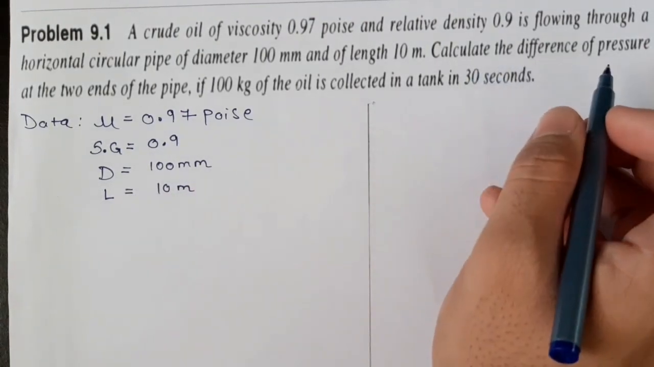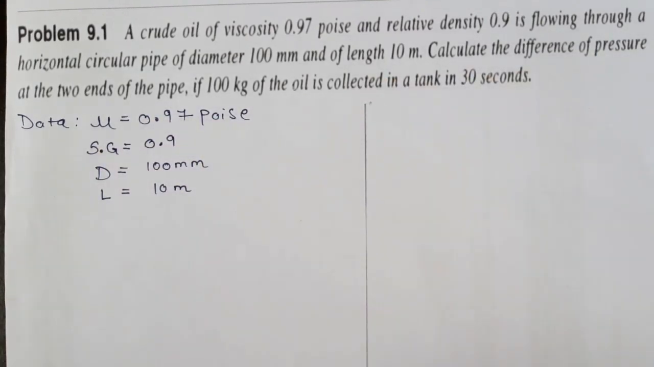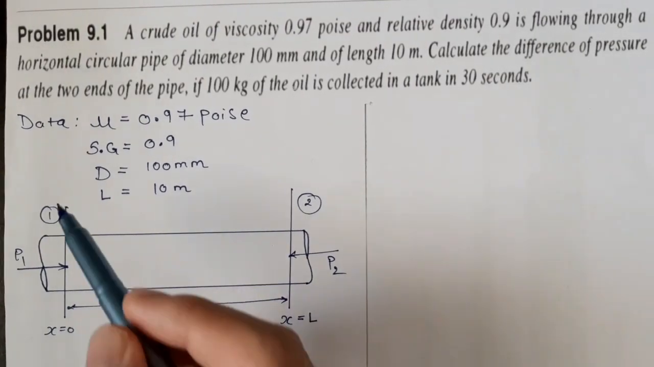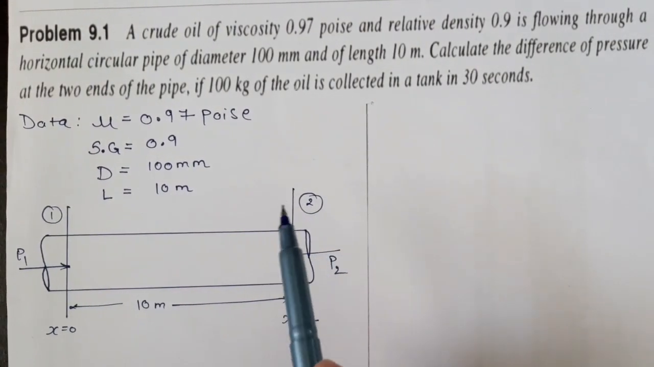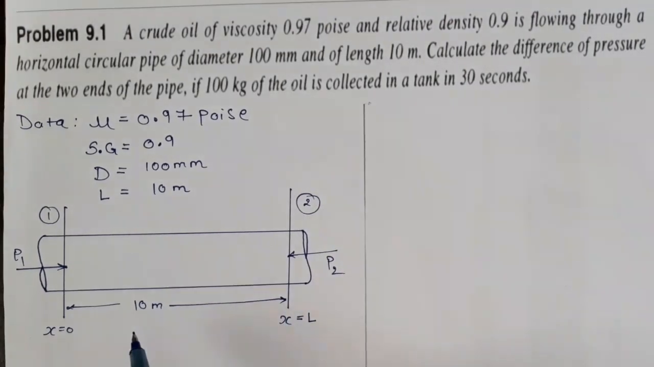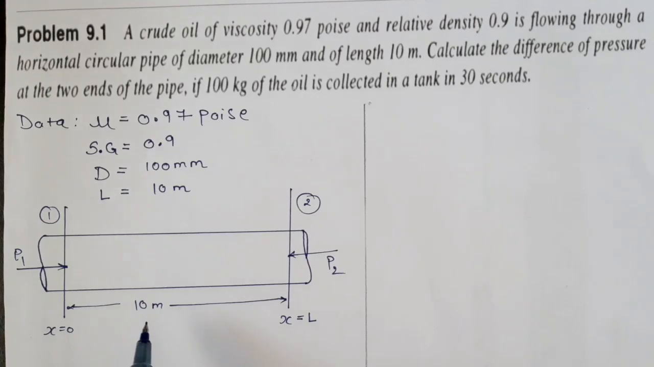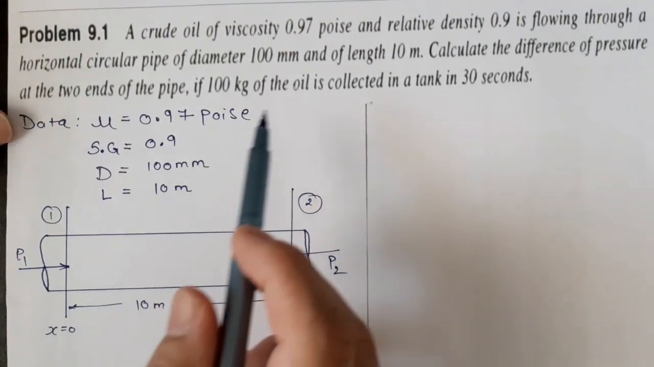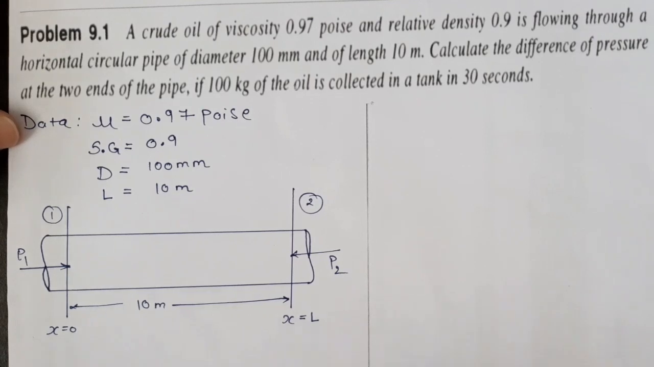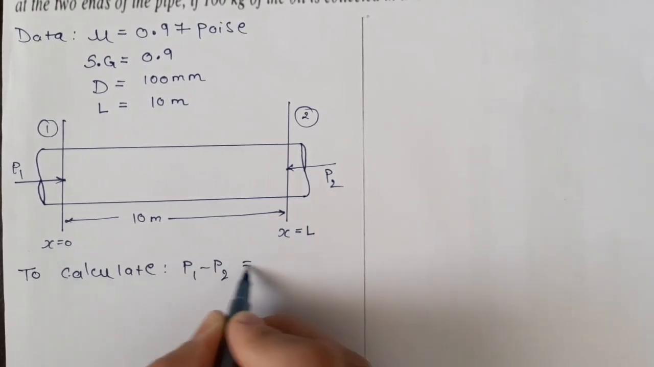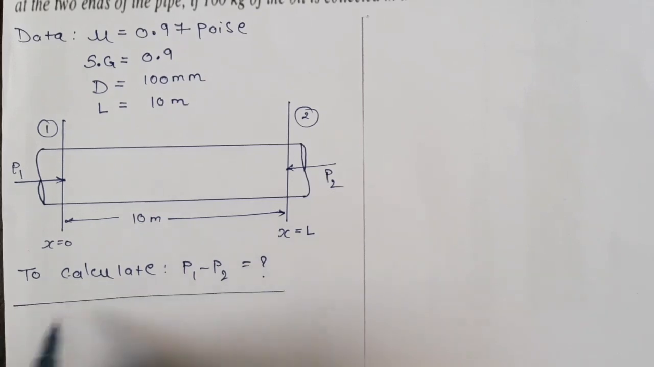Now we have to calculate the difference of pressure at the two ends of the pipe. So here a pipe is shown and a section 1 and section 2 having pressure P1 and P2 are shown. So at section 1 x is equals to 0 and at section 2 x is equals to L. That means length of the pipe is 10 meter. So we have to find the pressure difference between these two sections, that is P1 minus P2. So now we will write the solution.